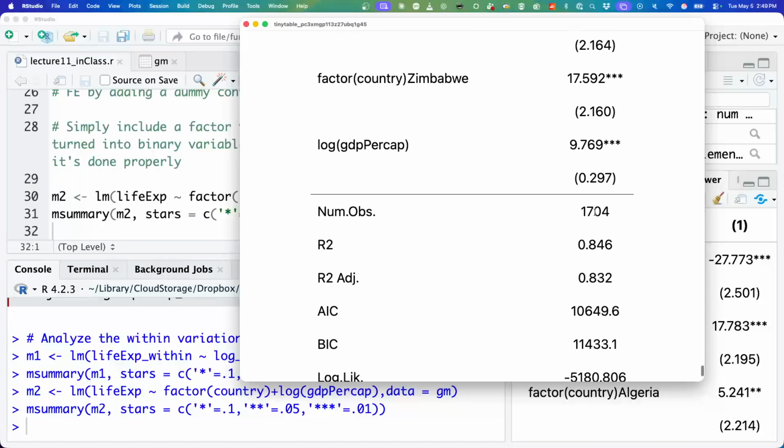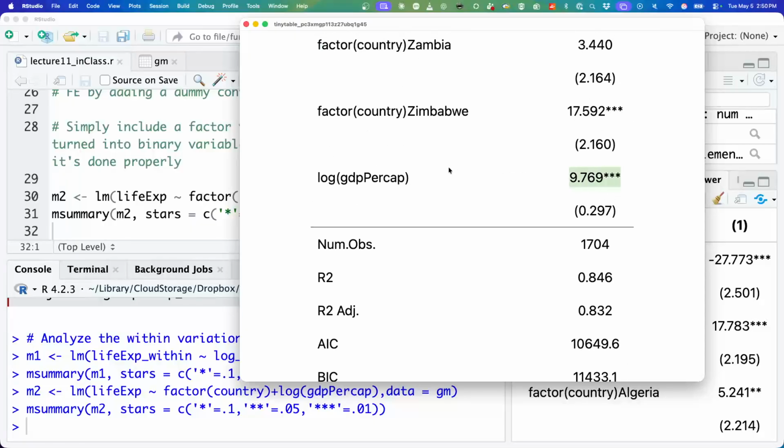And if I go all the way to the bottom, we will find the one that we're particularly interested in, the causal effect of GDP per capita on life expectancy, and here we find the exact same result. A 1% increase in GDP per capita leads to a 9.769 increase in years of your life expectancy. So exactly the same, done in two different ways.